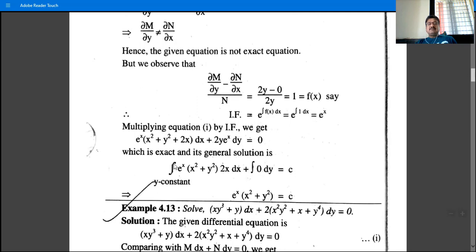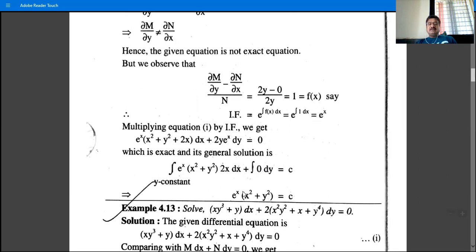And so what is M dx? This is e raised to x times (x square plus y square plus 2x) dx, plus the terms in N independent of x. There is only one term, 2y into e raised to x, and it depends on x, therefore 0. The terms in N independent of x are 0, so 0 dy is equal to a constant.